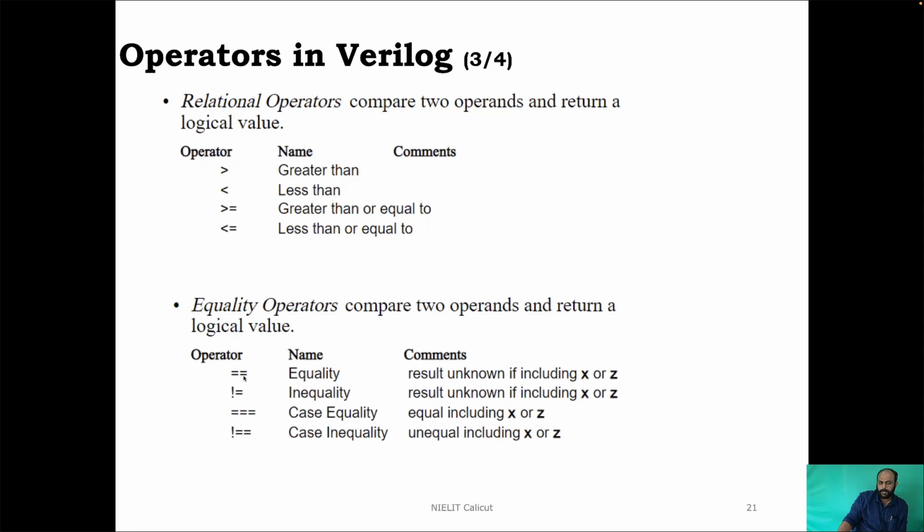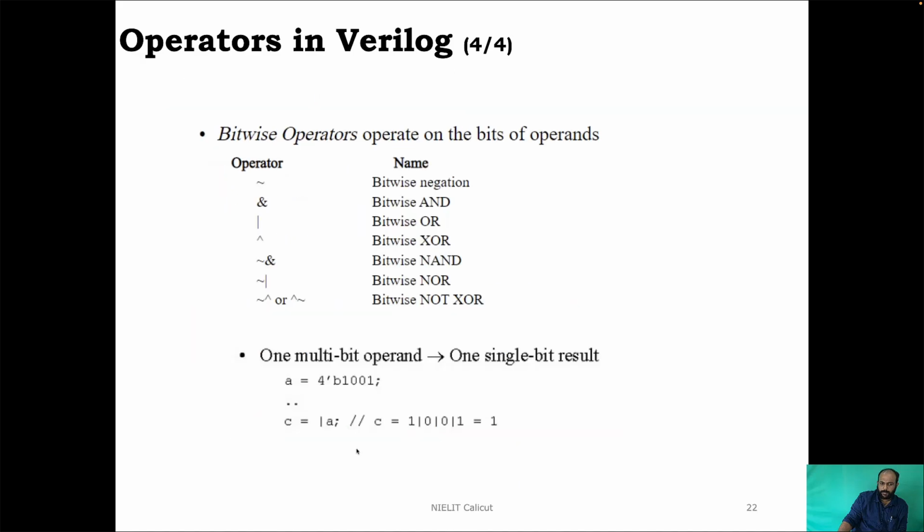Similarly, equality operators are there. The double equal to represents whether two numbers are equal or not. The exclamation mark plus equal to checks whether two numbers are unequal or not. The problem with these two operators is that if one of the bits of the operand happens to be X or Z, the result will be unknown. So if you want to check only certain specific bits of two operands and you don't care about the rest of the bits, you can always use something called case equality, which ignores X or Z. It will check only well-defined bits, whether they are equal or not, and produce an output. We'll see examples of that.